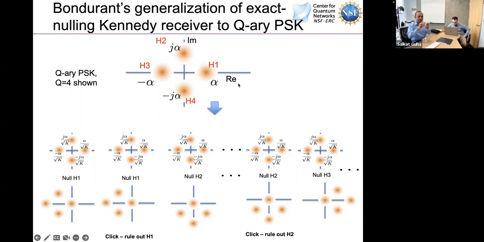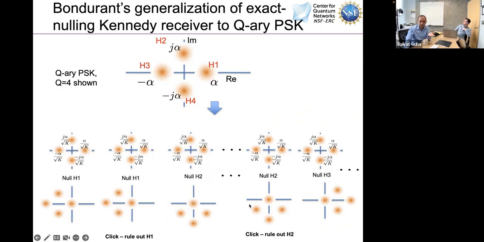So you first take the first slice and null hypothesis 1, you displace it to the left so that the first hypothesis is sitting in vacuum. And if you get a click, you change your mind to hypothesis 2. And if you don't get a click, you keep nulling hypothesis 1 and just keep doing that until you get a click that makes you rule out hypothesis 1. You go to hypothesis 2 and keep nulling that and so on.